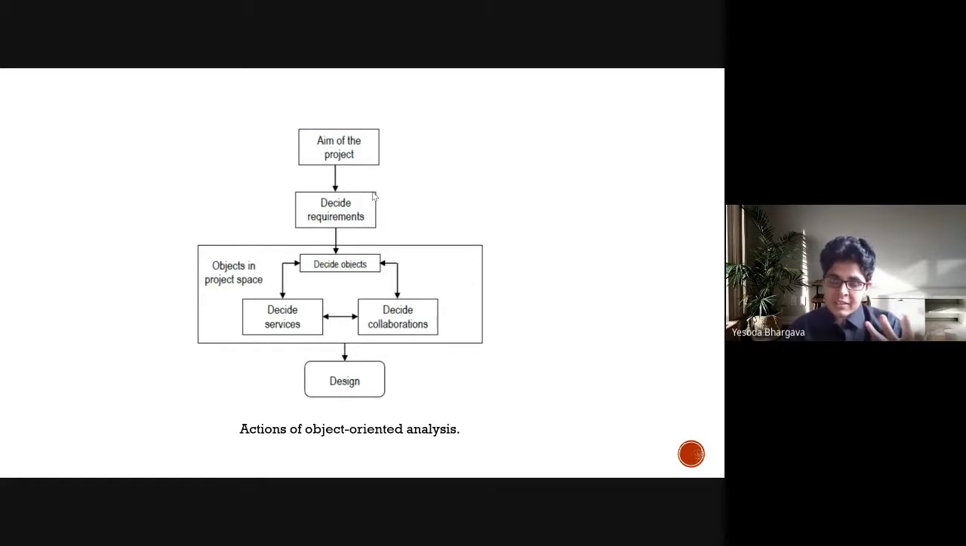Once you have decided the requirements, then you decide the objects which will fulfill those requirements. And after that, you identify the services across the objects and decide how they are collaborating with each other. And there is no sequence in this particular space. So this can happen parallelly also, sequentially also, based on how clearly you identify the objects and then basically the services and collaborations. Once this basic structure is ready, then you can move on to the design stage.